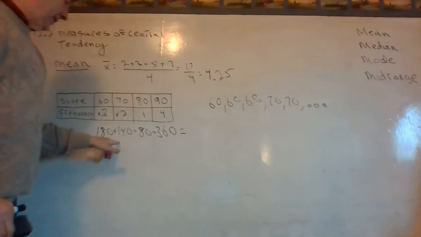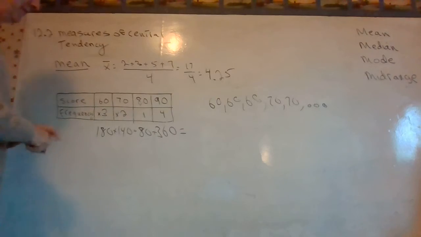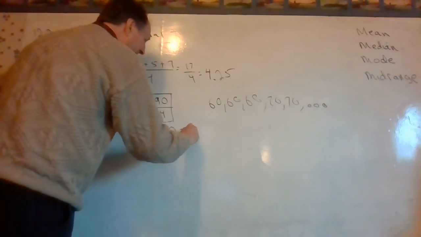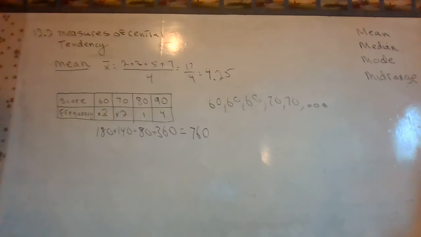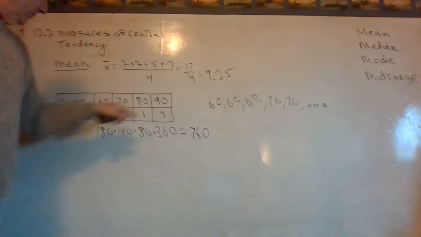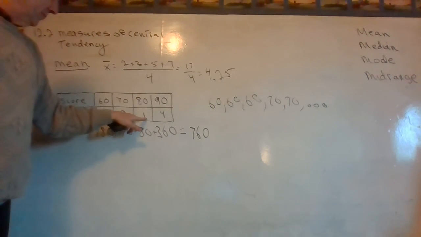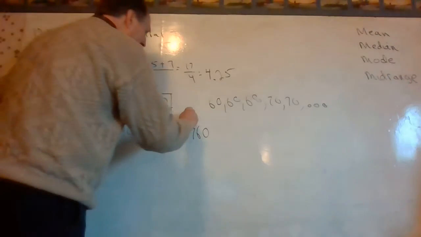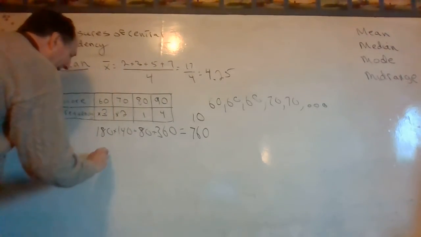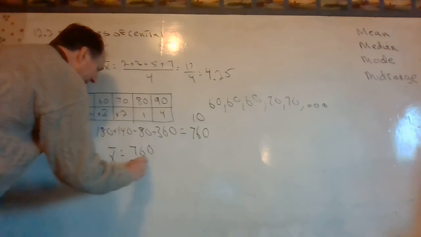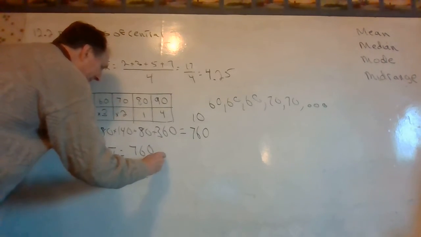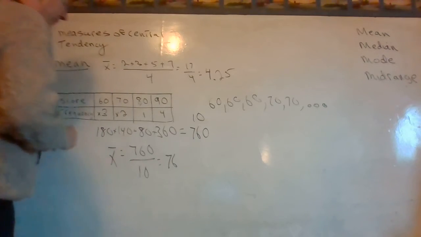That's 320, 400, 400, and 360 is 760. Now you can add the frequency row up. 3 and 2 is 5, and 1 is 6, and 4 is 10. Then the mean is 760 divided by 10, which is 76.